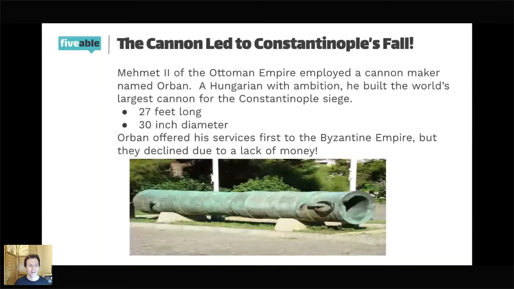By the way, this Hungarian, the great cannon maker Orban, he actually offered his services to the Byzantine Empire, but they didn't have enough money, so they had to turn him down. He, not being an entrepreneurial individual, went to the Ottomans and said, hey, you want to hire me? Mehmed II said, perfect, that's exactly what I need. So history goes to the Ottomans and Mehmed.